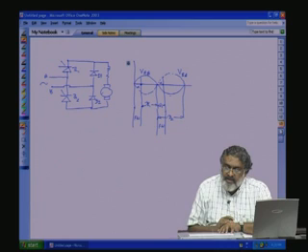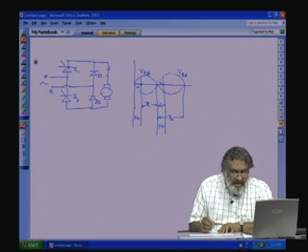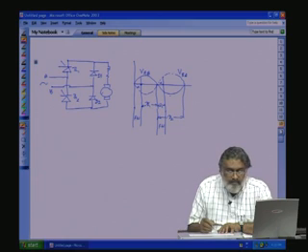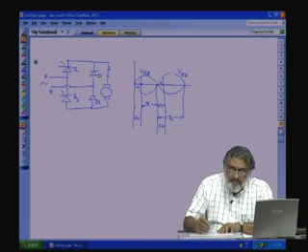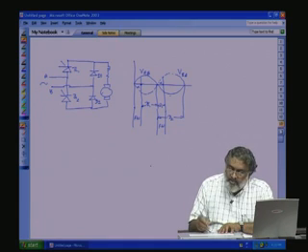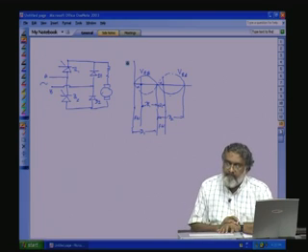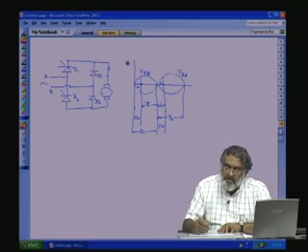Here what will happen? For the full positive duration, D2 will conduct. This is D2 and this is D1. So for the full positive period, D1 will conduct. So D2 is conducting here.